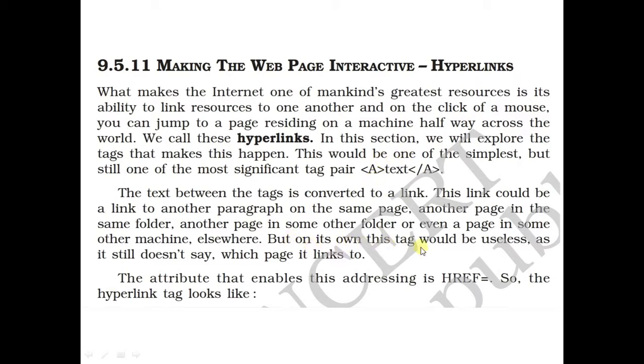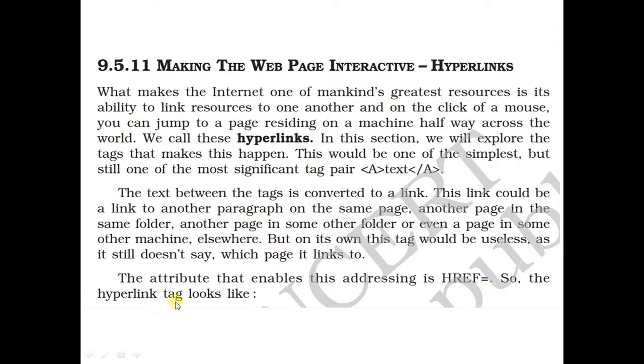But on its own this tag would be useless as it still doesn't say which page it links to. And that's why for this problem we use an attribute. An attribute is there with the anchor tag which helps us to link the page. Which page we want to link is defined by the href attribute. Remember, we use the anchor tag, and with the anchor tag we write an attribute that is known as href. The full form of href is hyperlink reference. The attribute that enables this addressing is href.